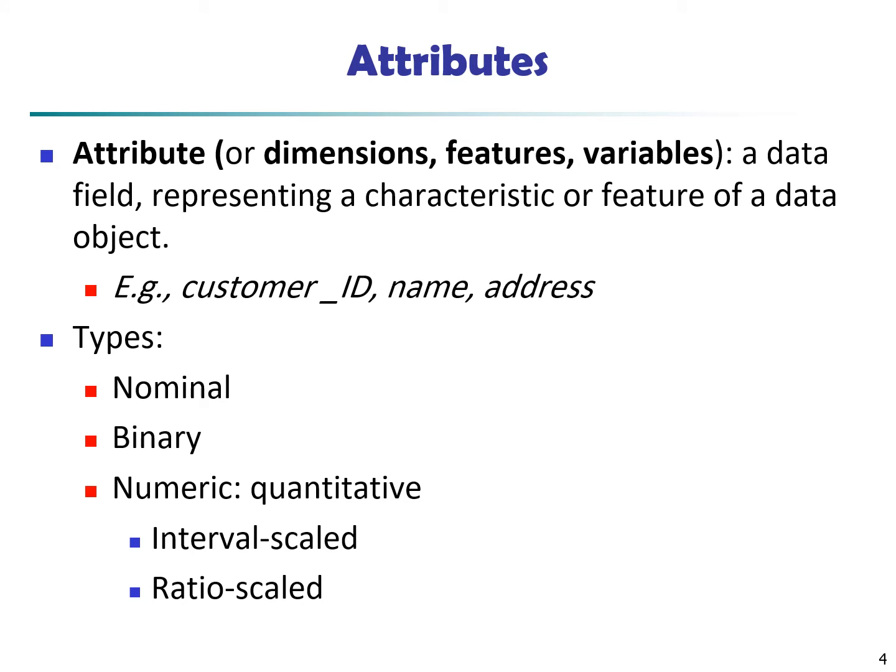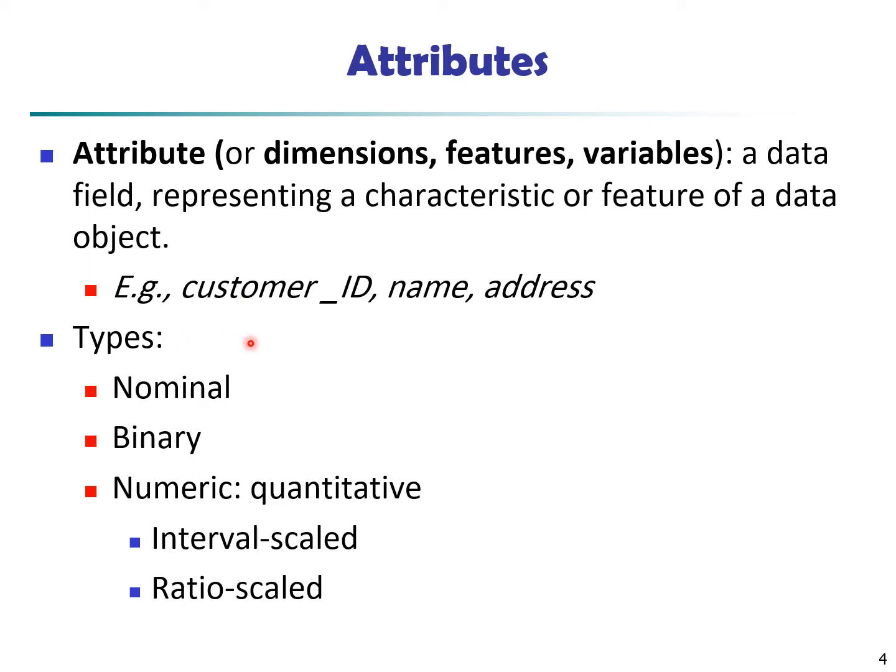Now let's focus on attributes. So an attribute, or a dimension, or a feature, or a variable is actually a data field representing a characteristic or feature of a data object. Now, the attribute is actually describing the data object. So if we have an object of a customer and we want to describe this customer, it will have these attributes: customer ID, name, address, age, or date of birth. All of these are attributes that will be describing the customer object.